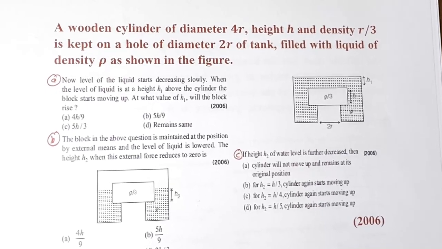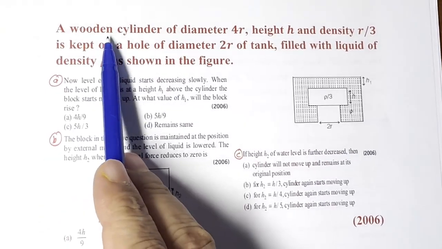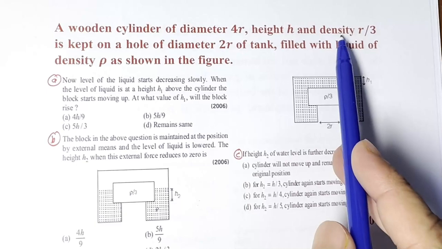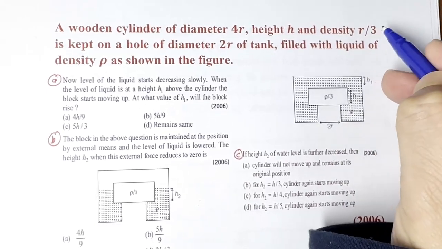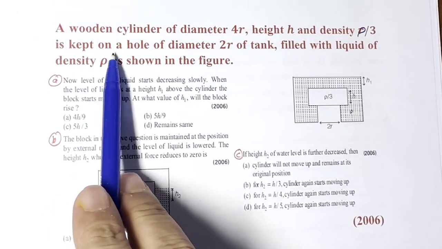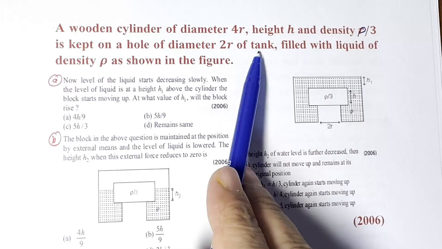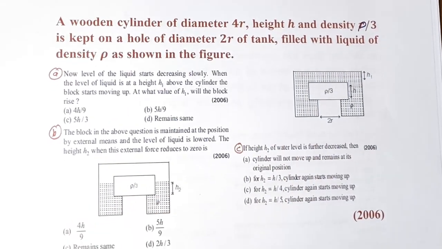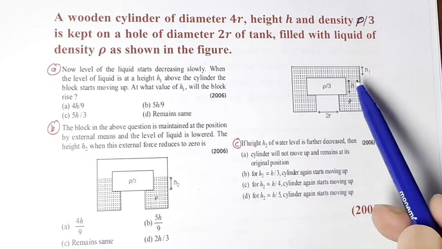Hello friends, today's question: a wooden cylinder of diameter 4r, height h and density rho by 3, is kept on a hole of diameter 2r of a tank filled with liquid of density rho as shown in the figure. So this is a basic figure.